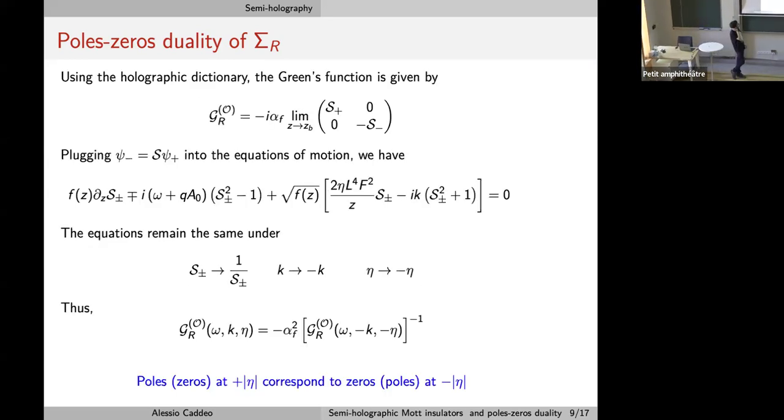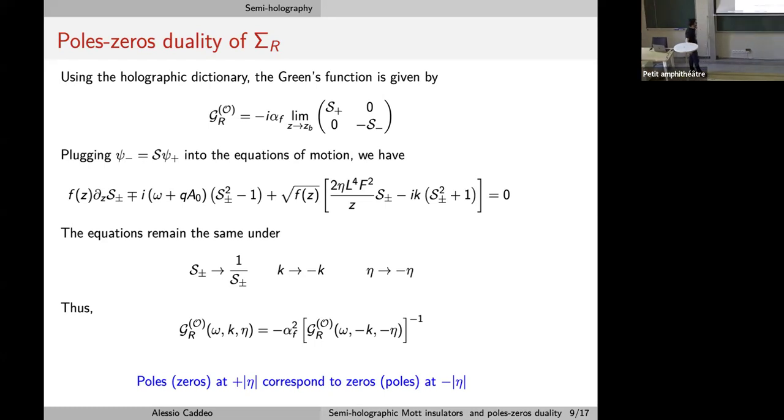Now, without entering into the details, using the holographic version of linear response theory, one can show that the two-point function of the composite operator is given by a limit of this function S plus and S minus. And in particular, plugging these answers into the equations of motion, one rewrites the equations of motion as two flow equations. This is the equation that we have to solve numerically to find the results, together with what are called infalling boundary conditions.